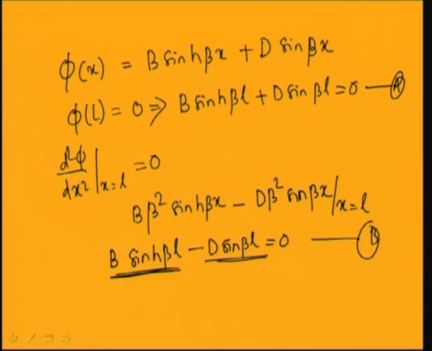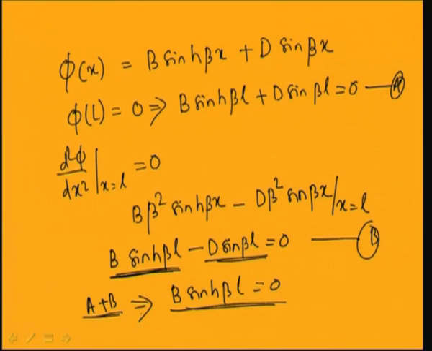So if I add these two, I get 2B sinh(βL) equal to 0. By adding A plus B, you get B sinh(βL) equal to 0. As hyperbolic function cannot be 0, B equal to 0. So now we got B equal to 0.